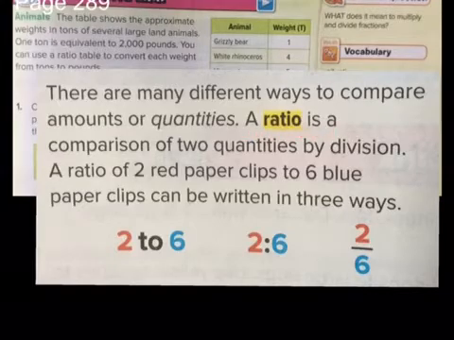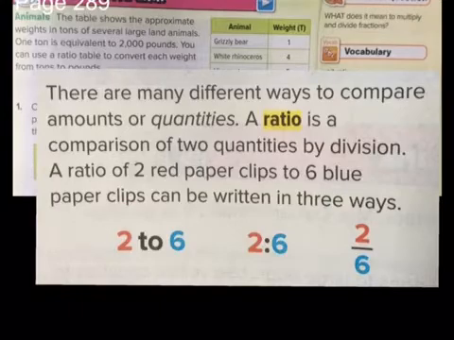A ratio is a comparison of two quantities by division. A ratio of 2 red paper clips to 6 blue paper clips can be written in 3 ways. So we have 2 to 6. For every 2 paper clips I have, I'm going to have 6 blues. Or 2 to 6, or 2 over 6. Don't forget that we always write this as a fraction, but it's really not a fraction. It looks like a fraction, but this is a comparison of two numbers.